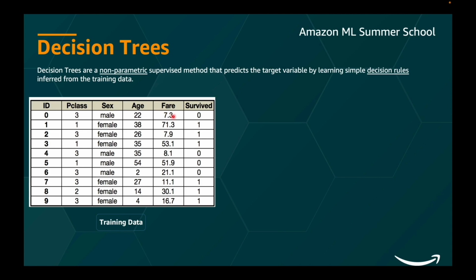This isn't the same, as you can see, even in the same class, like third class, this person paid 7.3, this person paid 8.1. It might depend on how soon before the ship left they had to pay more. And this is my target variable. So all of these are my features, and this one is my target, whether the passenger survived or not. So we're trying to use all of these features to predict my target, right?